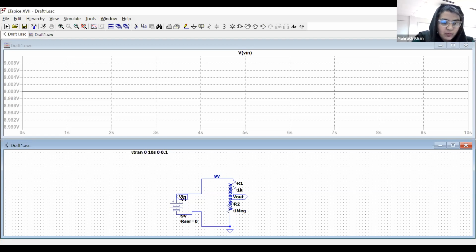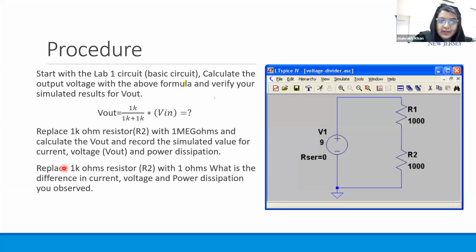So that's what we want to see in this lab, what is happening when we are increasing the resistance. Okay. So that's what you were doing. Replace 1 kilo ohm with 1 mega ohm, and then replace 1 kilo ohm with 1 ohm to see what really is the difference in your currents, voltages and power dissipation, right? So you can show it with your calculations and compare it with your simulations.